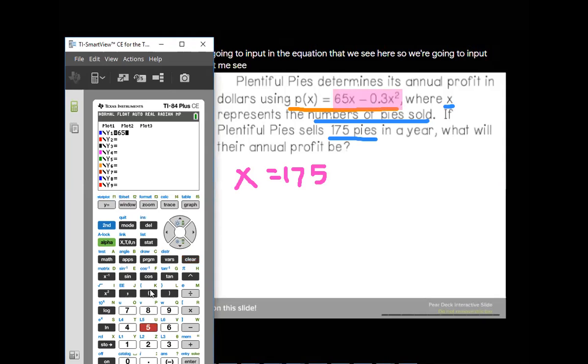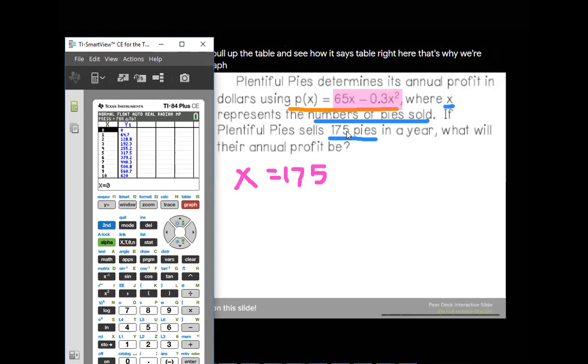So that's going to be 65x minus 0.3x squared. Now that we've inputted that in there, we need to pull up the table. And see how it says table right here? That's why we're going to hit second and then graph. And now when it says 175 pies, that means we need to solve for when x is 175. Now, that is a large number, so you're just going to hold this button down until you get to 175.